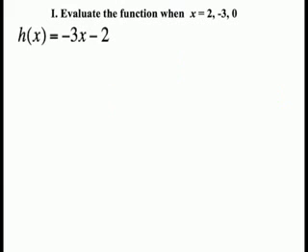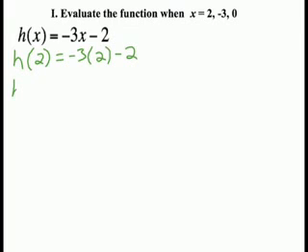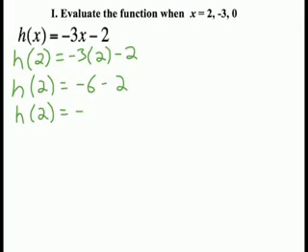Again, we're evaluating the function when x equals 2, -3, and 0. So h of x equals -3x minus 2. So take 2, substitute it into the original function for x. h of 2 equals -3 times 2 minus 2. -3 times 2 is -6. -6 minus 2 is -8. So h of 2 equals -8.